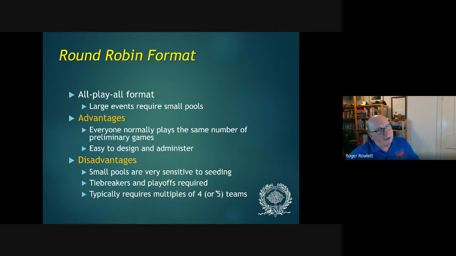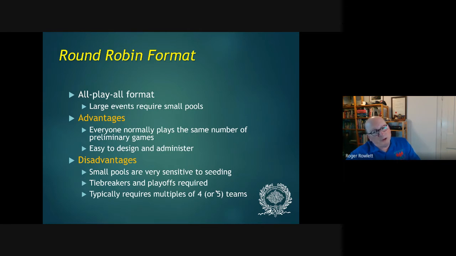The disadvantages of this particular format is you do need small pools, and you will have to do multiples of 4, right? Possibly 5. You can run these round robins with 5, but you have to have a bye every round. So you have to have a 4-game round robin instead of 3, and that dramatically increases the number of draws. But with 4 pools, then you're going to have 3 preliminary rounds.